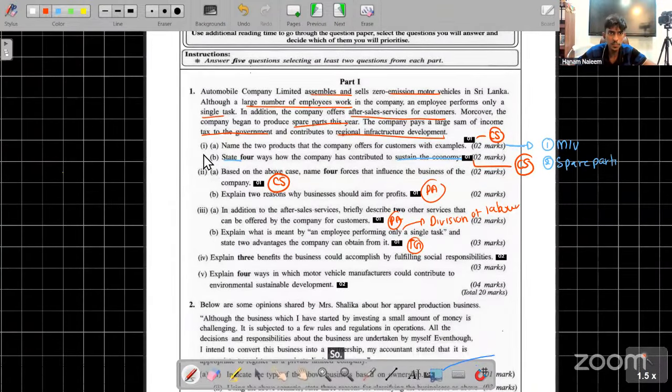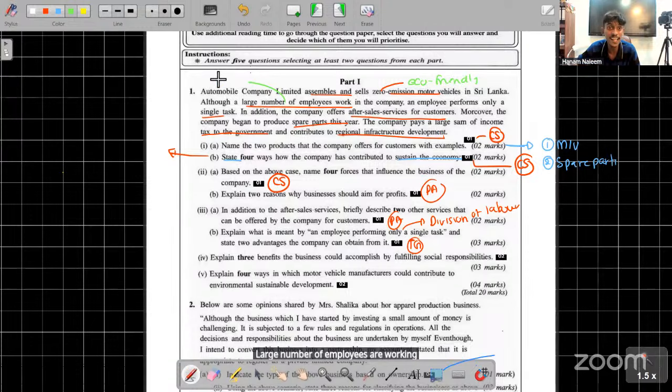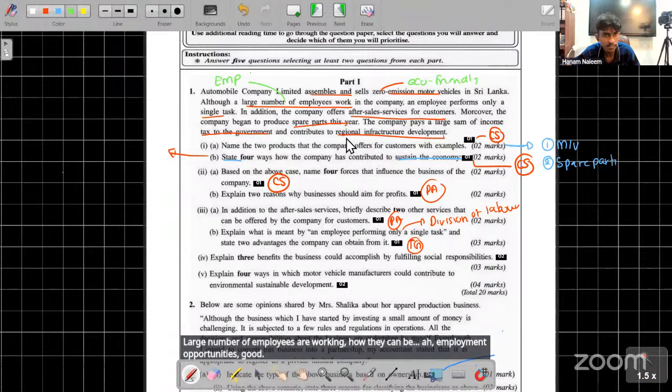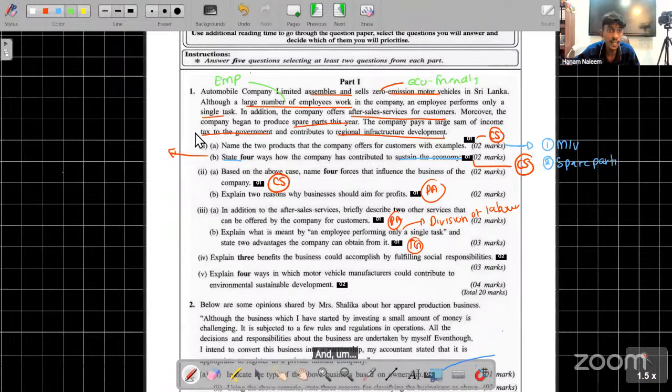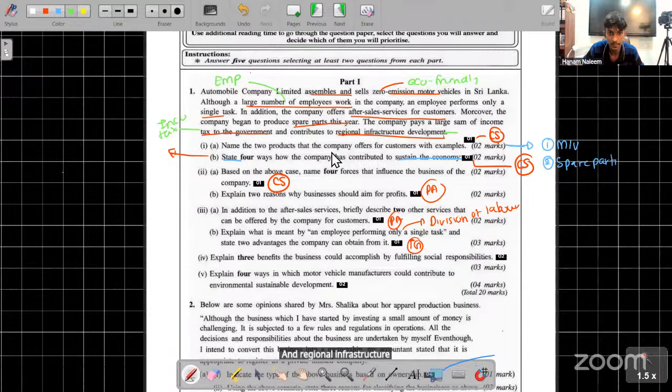Okay. Next, large number of employees are working. How do they contribute? Employment opportunities. Good. And then income tax. You can take that as they are paying income tax. That's correct. Infrastructure development. You can take as it is. So you can see you have got all the 4 ways they are contributing. Generating jobs, eco-friendly products, paying taxes on time, and regional infrastructure development. Okay.